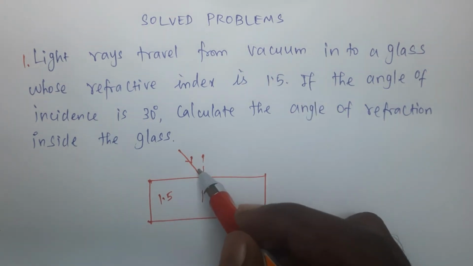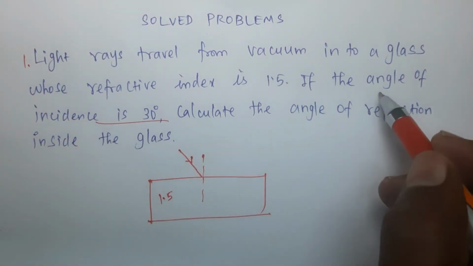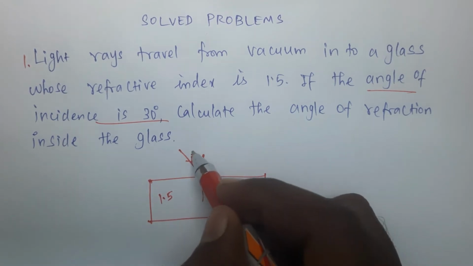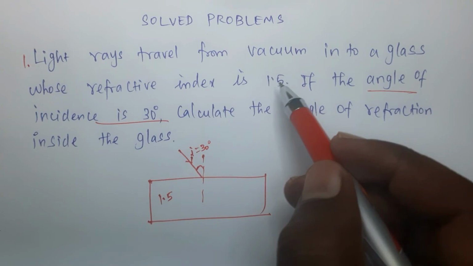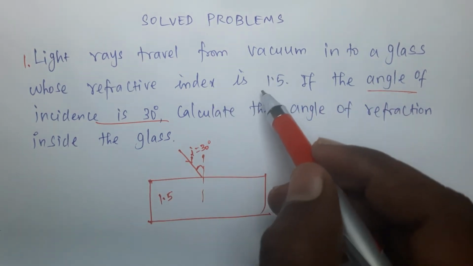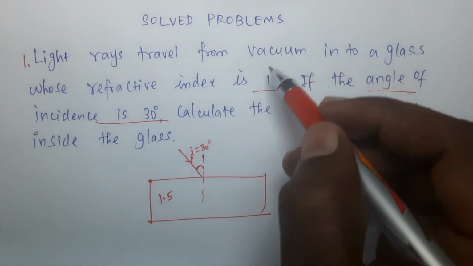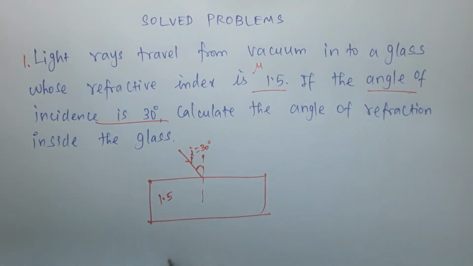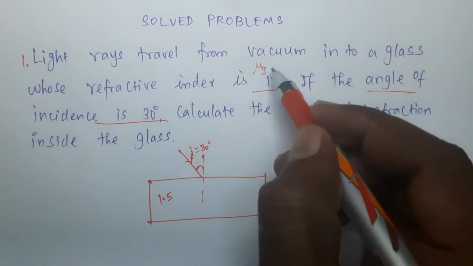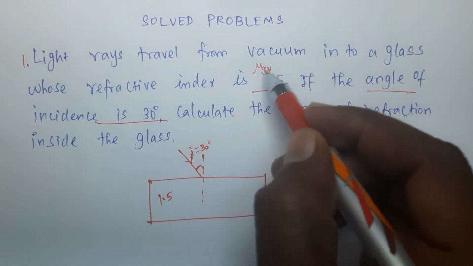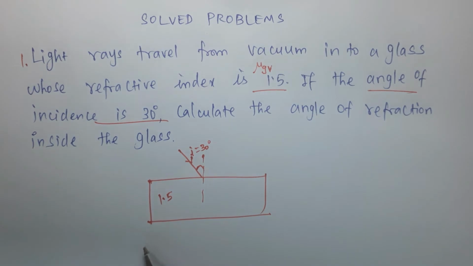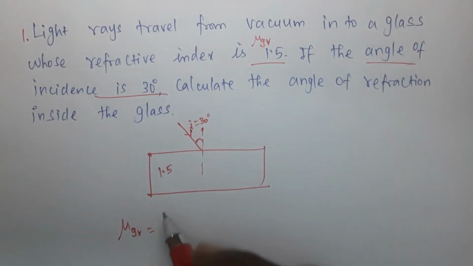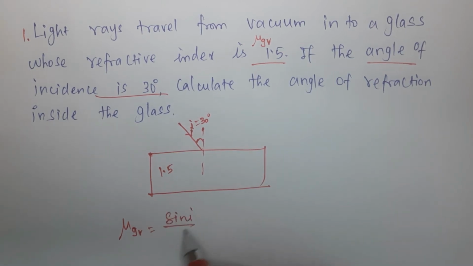If the angle of incidence is 30 degree, according to the question, angle of incidence i is equal to 30 degree. Already we mentioned here the refractive index of glass with respect to vacuum is 1.5. So this is G and V, the refractive index of glass with respect to vacuum, that is mu GV. Now Snell's law we can apply. Mu GV is equal to sin i by sin r.